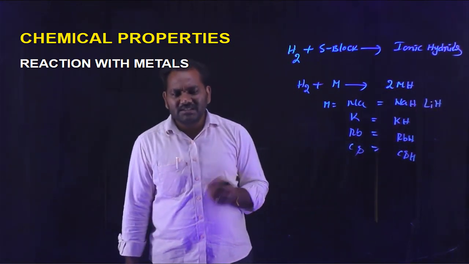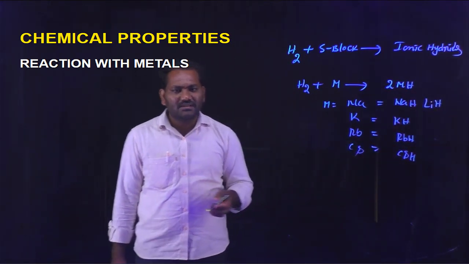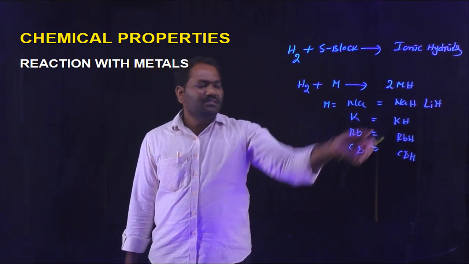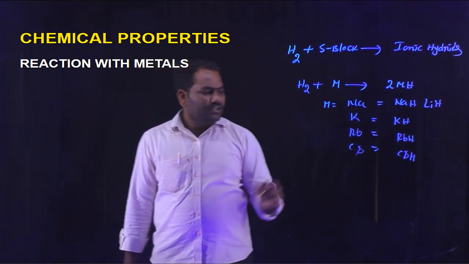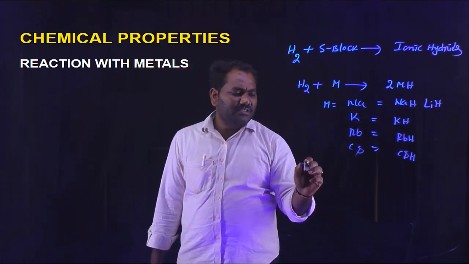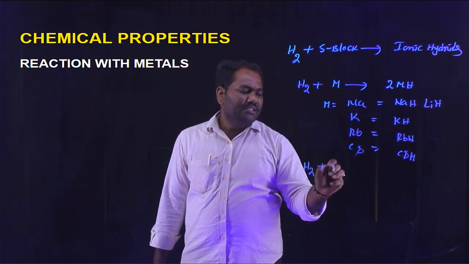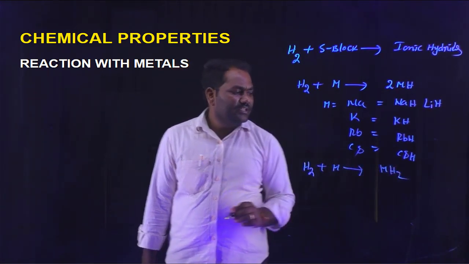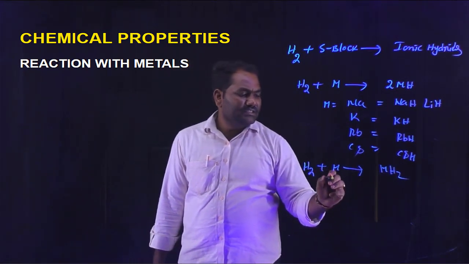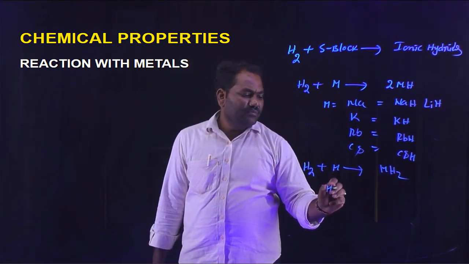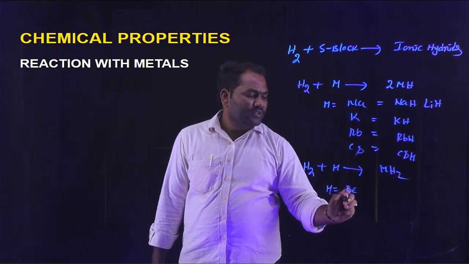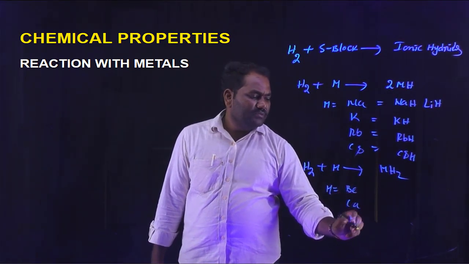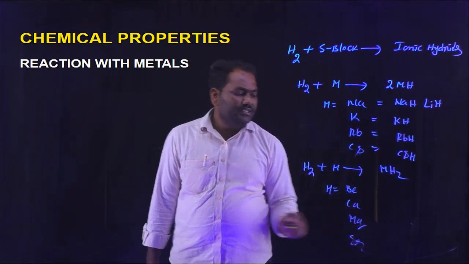But lithium hydride has a little bit of covalent nature. All these are the ionic hydrides. Similarly, if H2 reacts with the second group elements, M, it gives MH2 type hydrides. Here, M is equal to beryllium, calcium, magnesium, strontium, barium.